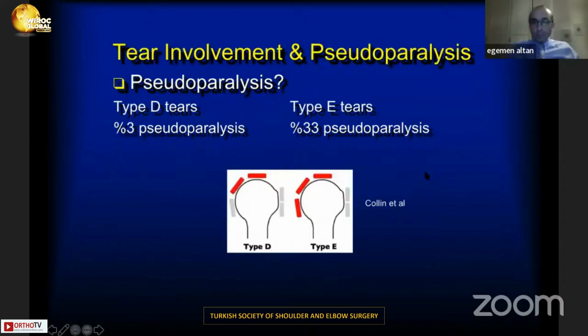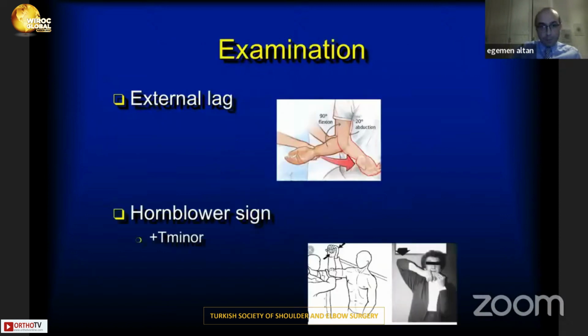And I need to make a definition about the pseudoparalysis. As we all know, chronically, if the abduction or elevation is less than 90 degrees, we call it pseudoparalysis. And this is important because of the tear involvement. In type T tears, according to Collin, we only see 3% of pseudoparalysis, but this ratio increases up to 33% in type E tears, including teres minor.